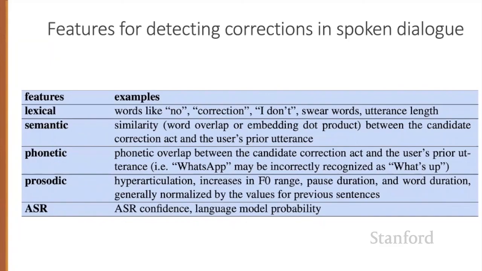Detecting these reformulations or correction acts can be part of the general dialog act detection classifier, or can make use of extra features like some of these. If we have speech, we can use confidence values from the speech recognizer. We can use hyperarticulation measures from prosody. And we can use lexical features like no and negative and anger terms. And we can look at the overlap in meaning between each sentence.